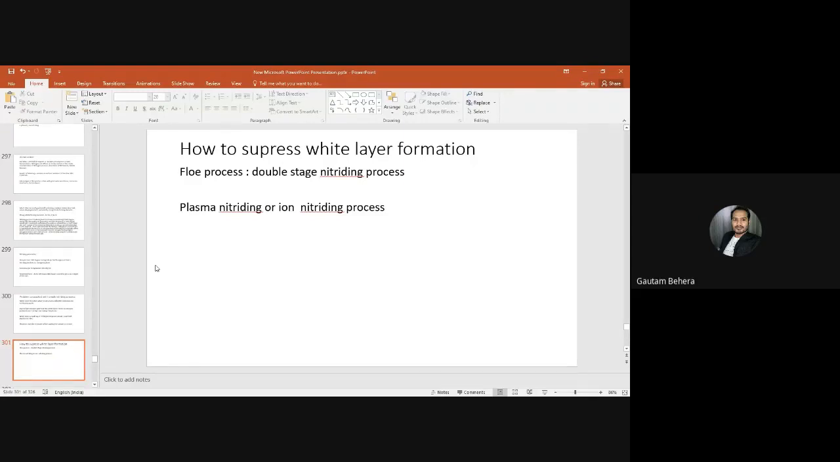I have already told you that we prefer those kinds of steel which contain alloying elements which are strong nitride formers. That means those alloying elements have high affinity to nitrogen compared to that of iron. So if you maintain a low nitrogen potential, those alloy nitrides will still form, but iron nitride formation will be suppressed. But if you maintain a high nitrogen potential, these alloy nitrides will form, and iron nitrides will also form due to the high nitrogen.